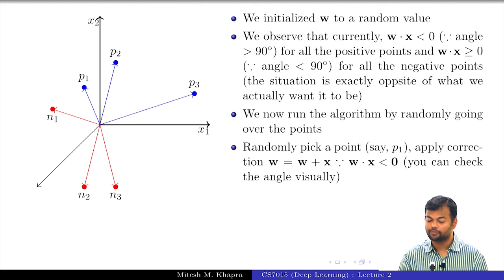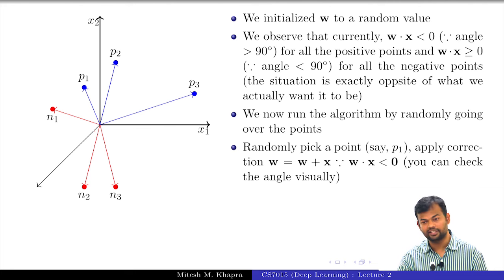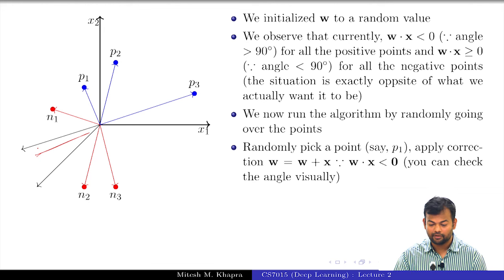And how does it work? Remember, we randomly pick a point, okay? So say we pick the point P1. Do we need to apply a correction? Yes. Why? Because it's a positive point and the condition is violated, right? So now we set W equal to W plus X and we get this new W. We again pick a new point, and this time we have picked P2. Do we need a correction? At least from the figure it looks like the angle is greater than 90, right? So we'll again do a correction. We'll add W is equal to W plus P2, and this is where we end up.